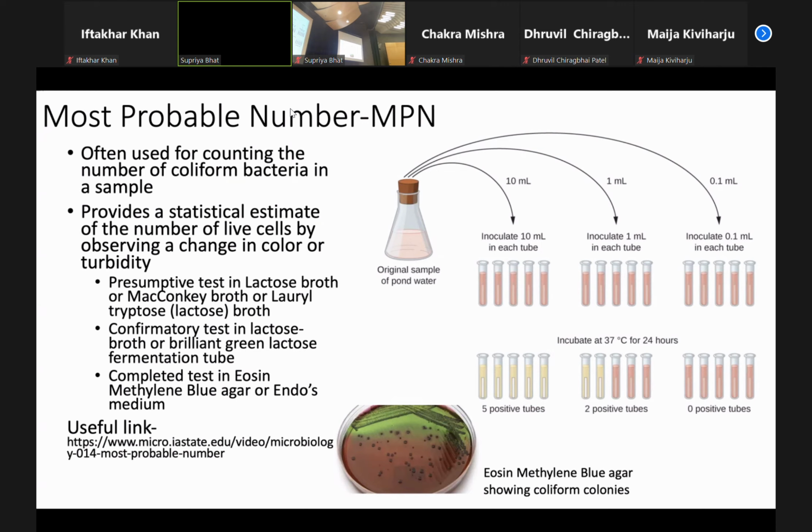Yeah, the color changed from pink to yellow. Not the other way around.